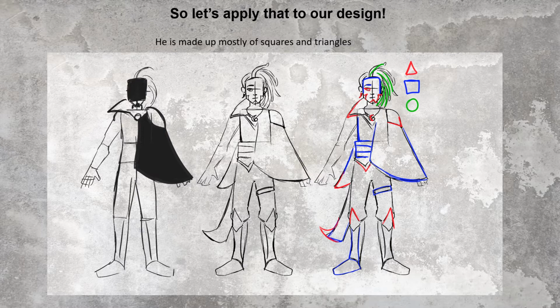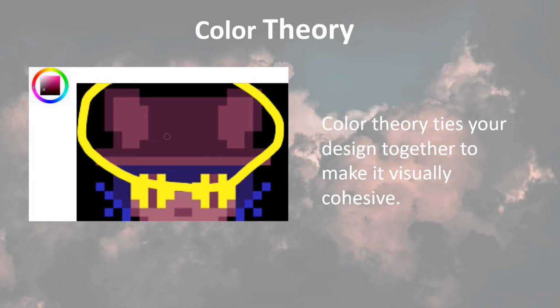But of course, he still needs color, which takes us to color theory. Color theory ties your design together to make it visually cohesive. You can see here with Nico that even though their hat is clearly brown, it still has a cool tint to it, which makes it go well with Nico's blue hair. The entirety of Nico's design is on the cool color spectrum, except for their eyes to make them stand out.